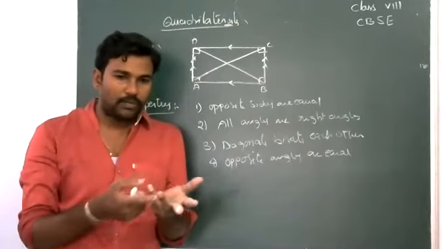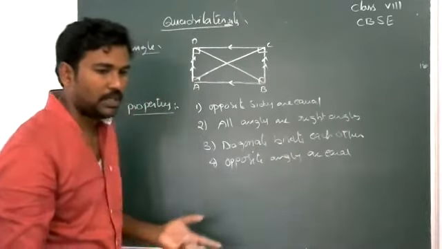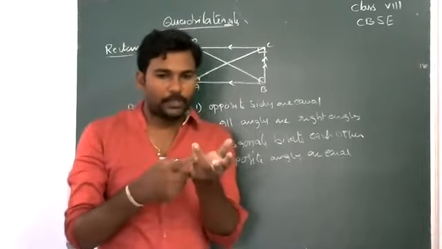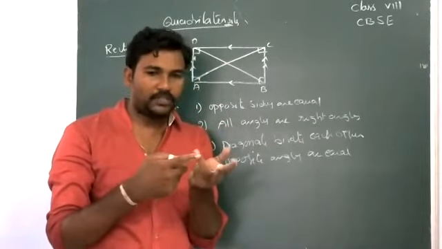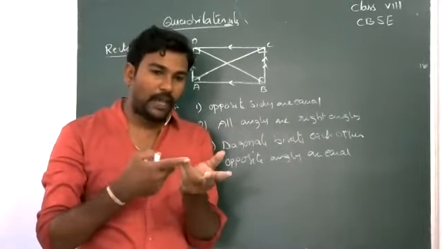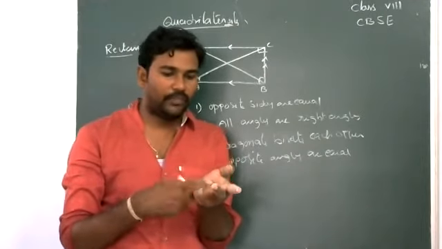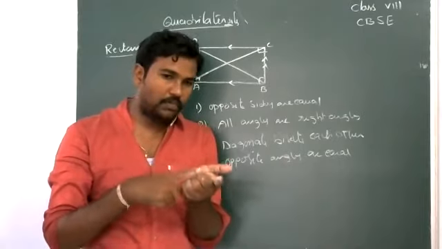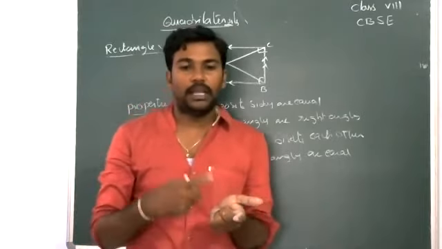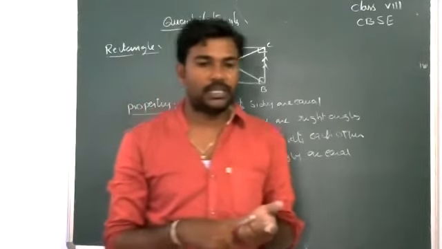Now I am comparing with the parallelogram. In a parallelogram, opposite sides are equal. In a rectangle, also opposite sides are equal. In a parallelogram, opposite angles are equal. In a rectangle, opposite angles are equal. Third, in a parallelogram, diagonals bisect each other. In a rectangle, also diagonals bisect each other.